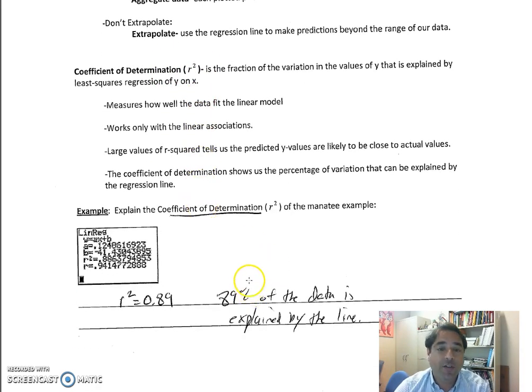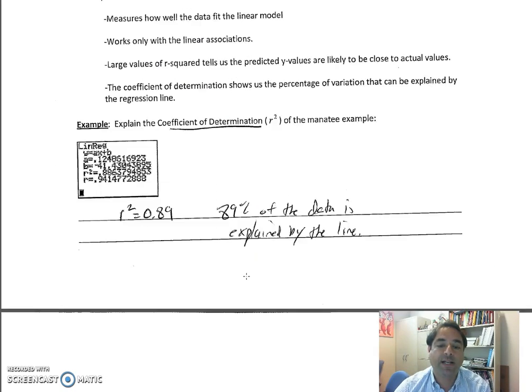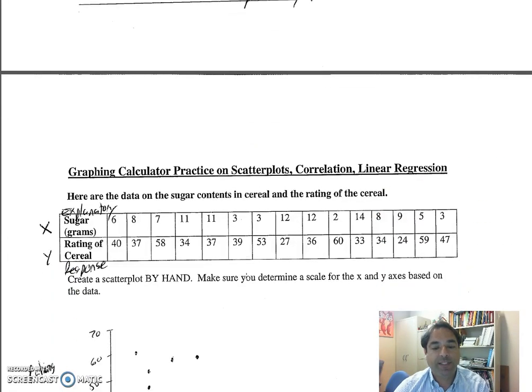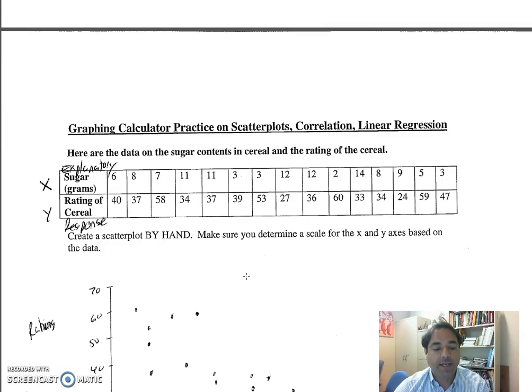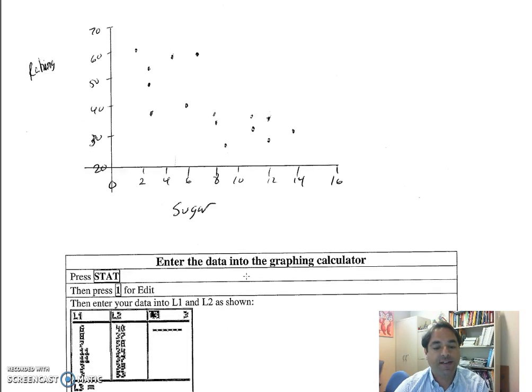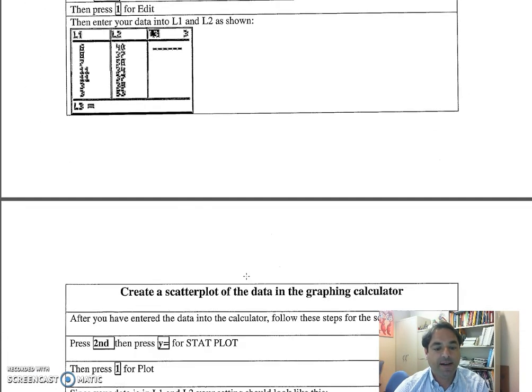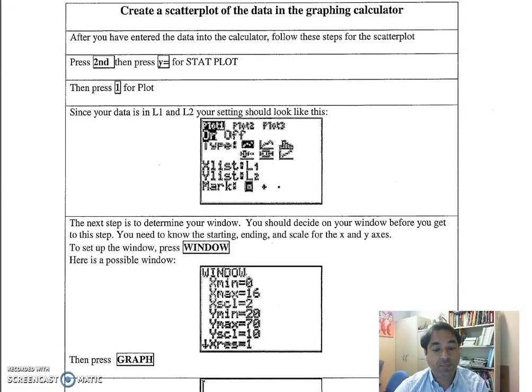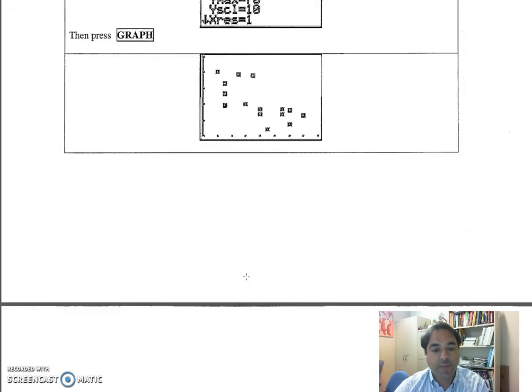In addition to all the examples we've done, you still need to practice. And there's another example here that I'm just going to scroll through that you're more than welcome to try. This one talks about sugar and rating of a response. But all the steps, everything is detailed here. Calculator steps, so please, please practice this one. The more you do, the better you'll get at it.